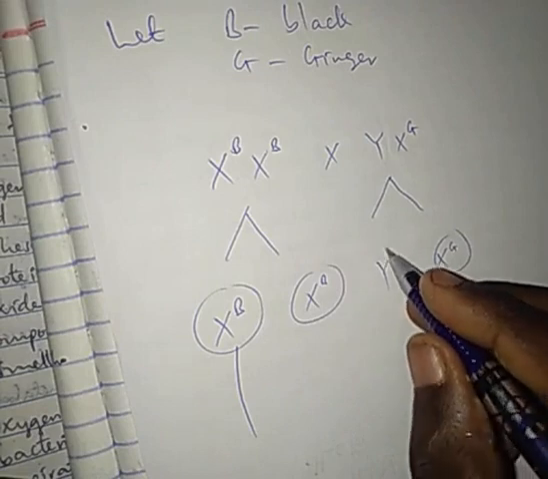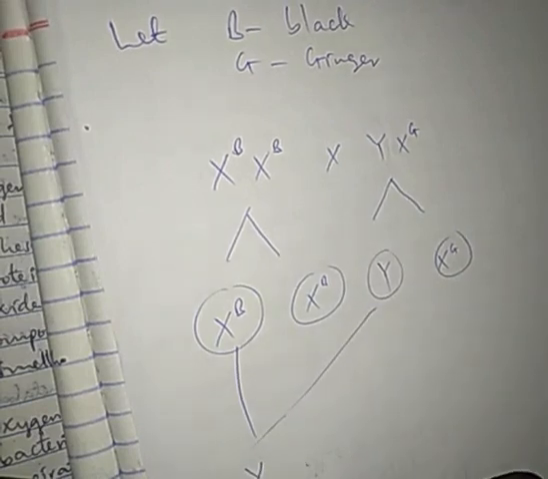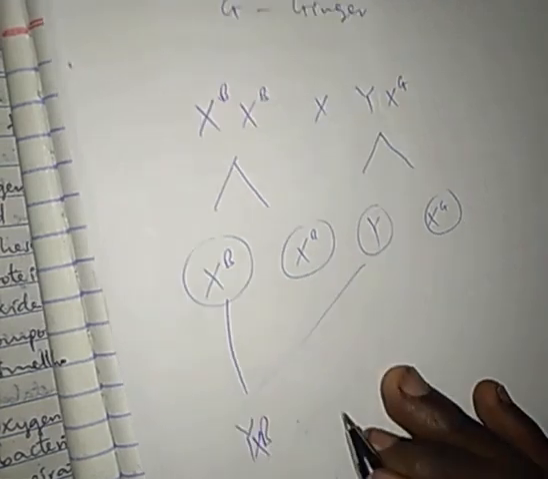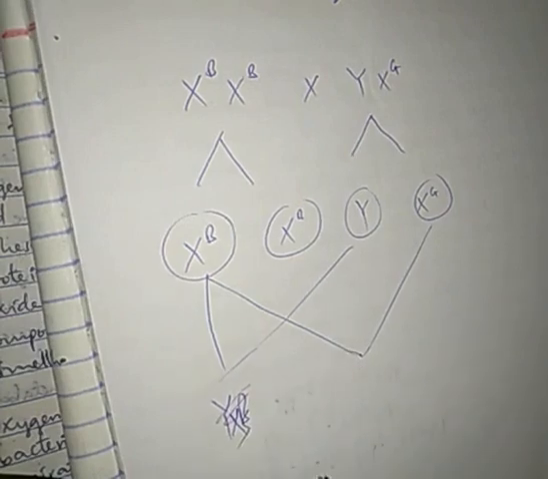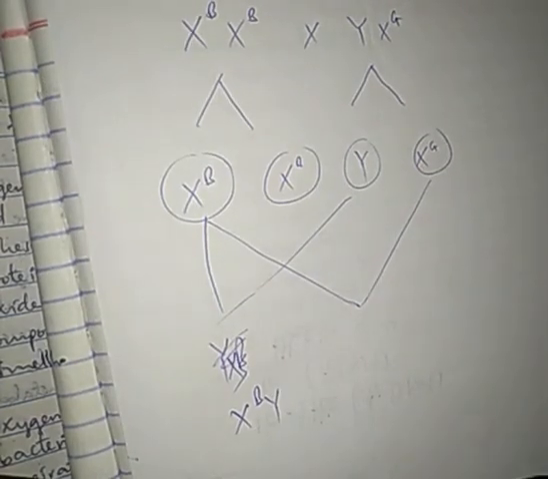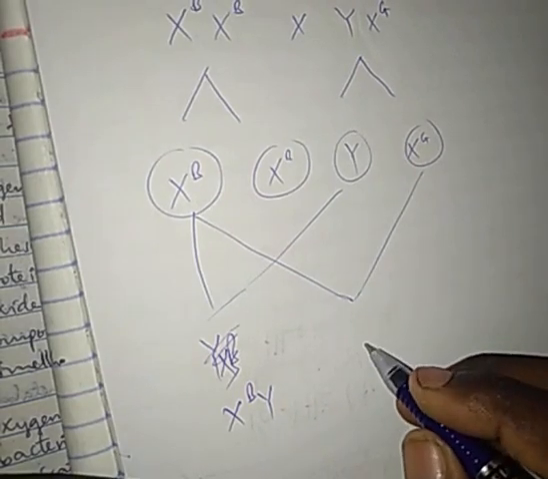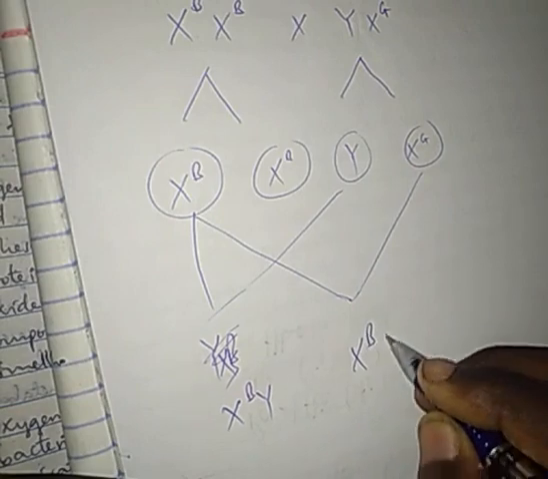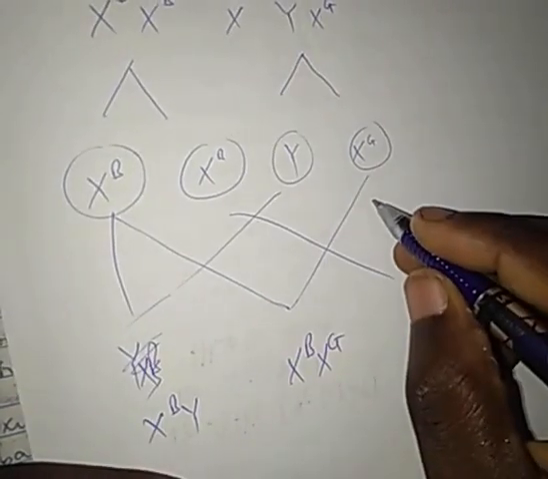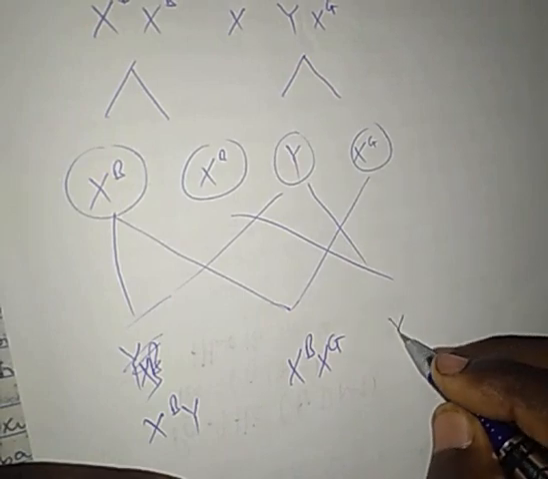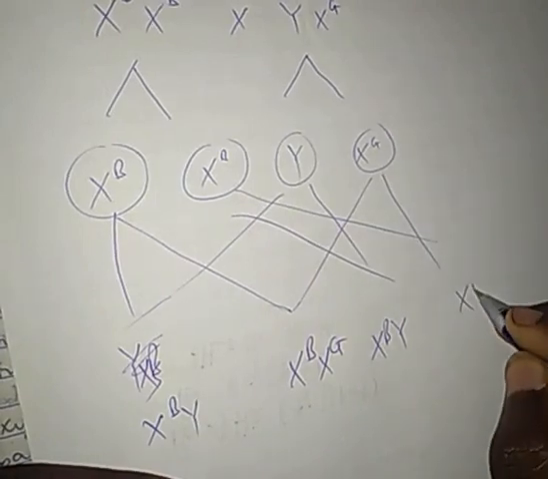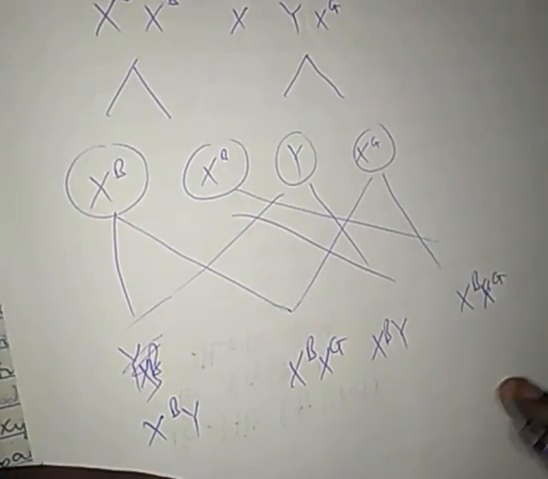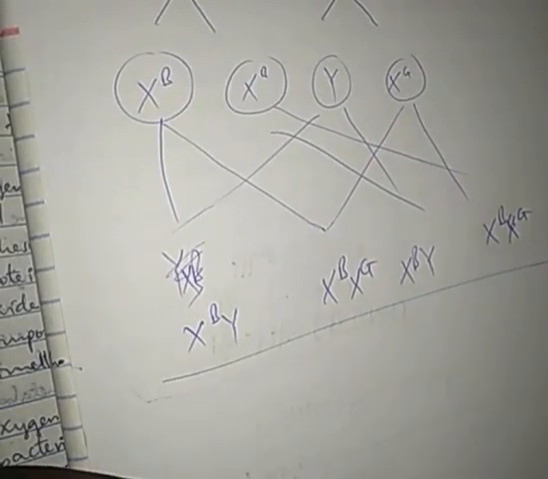So in crossing, we get black male, then tortoise female. This is a black male. This is a tortoise female. So expected F2 means you look here: this one resembles this one, and this one resembles this one.